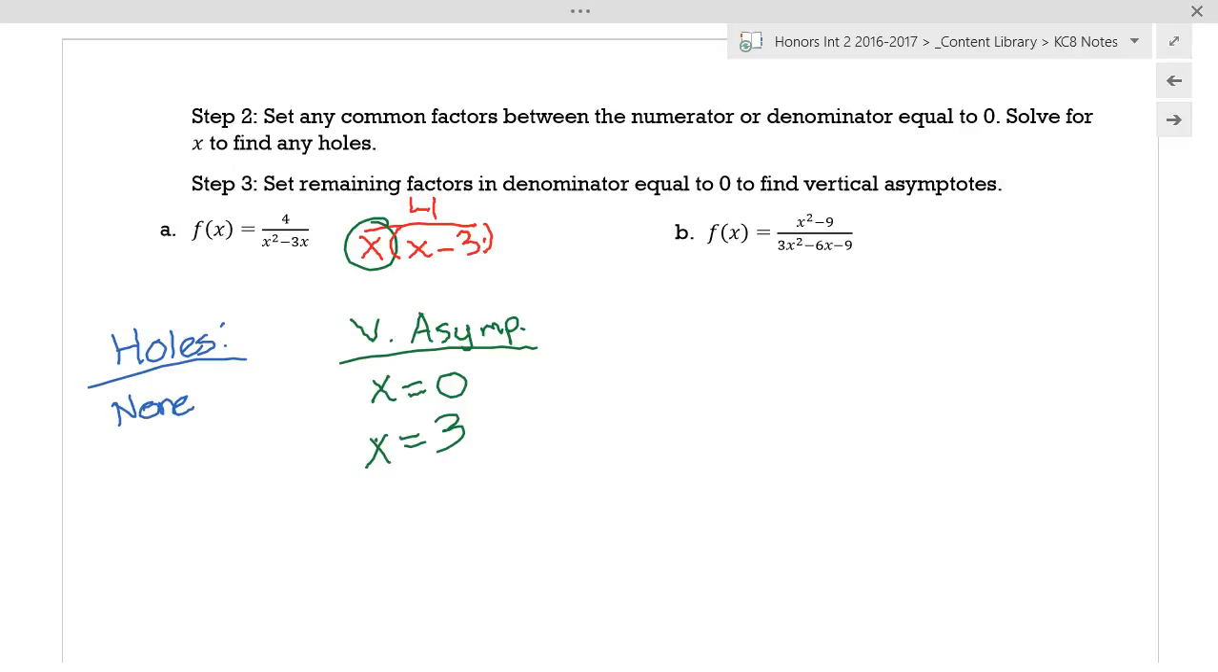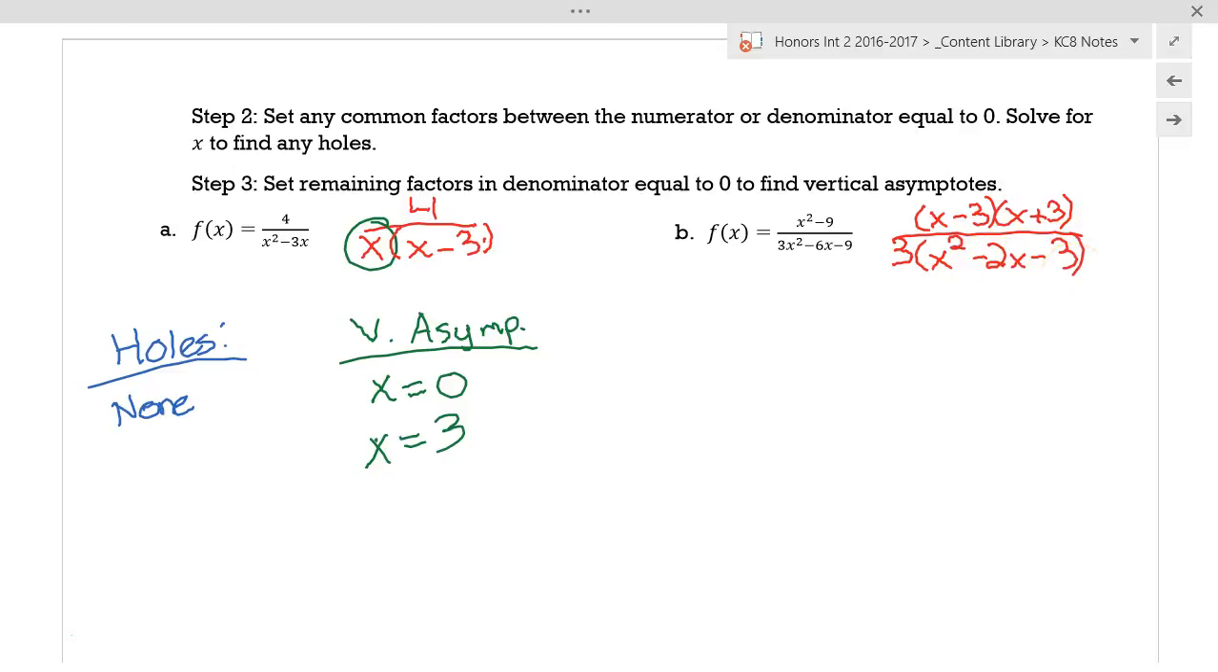Alright, looking at B. Again, I want to completely factor. The top is a difference of squares, so I have x minus 3, x plus 3. I need both the minus and the plus version when it's a difference of squares. Then for my bottom, the first thing I notice is that there's a greatest common factor of 3. A lot of us are still forgetting to pull out our greatest common factor. I know it's a trinomial, you still have to pull out your greatest common factor first. So I'm going to pull out that 3. I'm left with x squared minus 2x minus 3.